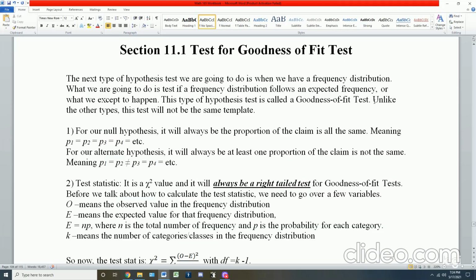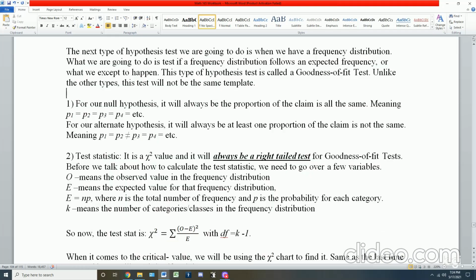Unlike the other ones, which is a good thing, we actually have a template for this type of test. What I mean by a template is they're all going to be the exact same process. For our null hypothesis, it's going to be a sentence, not an actual notation mark. It's an actual sentence, and that sentence is always going to be the proportions of the claim are all the same. So we're assuming all the proportions will be the same. Again, we have to say this in words, not in actual notation, and you'll see an example why that's true.